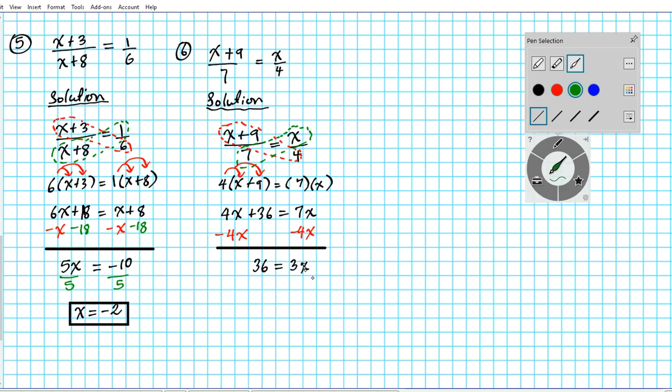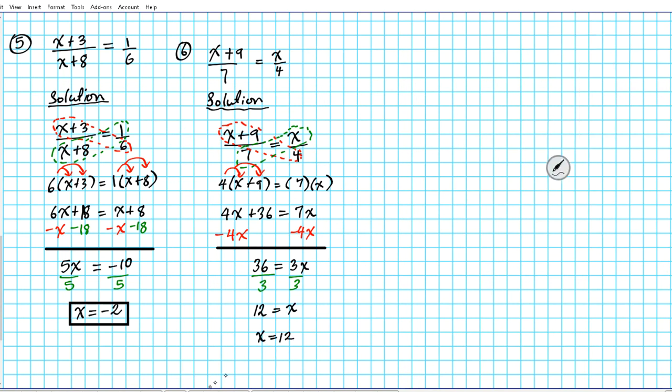Now to finish off, namely to get x isolated, we'll divide both sides of the equation by 3. And that will give us 36 divided by 3 is 12. And then this 3 is divided out, gives you x, or you can just write this as x equals 12. And that, ladies and gentlemen, is the answer to question number 6. Alrighty, let's take a look at question number 7.